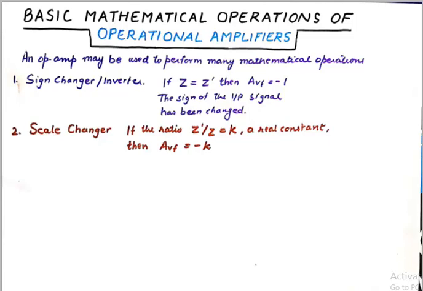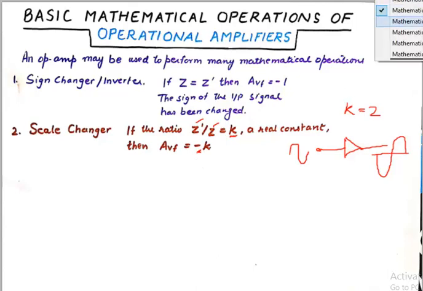The next one is scale changer. In scale changer also we keep the ratio of Z dash upon Z to be equivalent to K. So we select the values of the feedback impedance Z dash and the input impedance Z to be such that it is K, a numeric value, a real constant, because then what we'll get is AVF to be equivalent to minus K. So for example, if we choose K to be equivalent to twice, what we give at the input would be doubly amplified with the inverter sign here. Alright, so that is the scale changing operation.